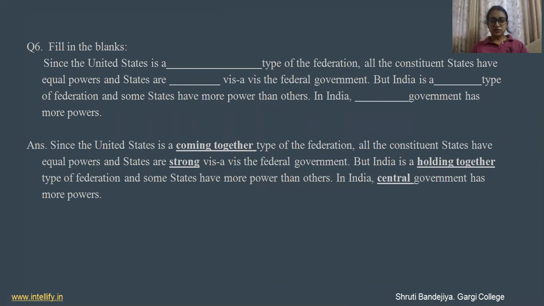Moving on to sixth question, which is fill in the blanks. Since the United States is a blank type of federation, all the constituent states have equal powers and states are dash vice versa the federal government. But India is a dash type of federation and some states have more power than others. In India, dash government has more powers. So if you fill up, then since the United States is a coming together type of federation, all the constituent states have equal powers and states are strong, vice versa the federal government. But India is a holding together type of federation, and some states have more power than others. In India, the central government has more powers.